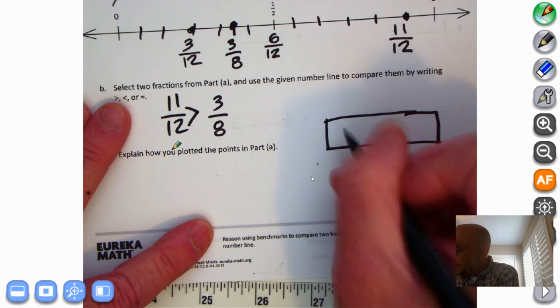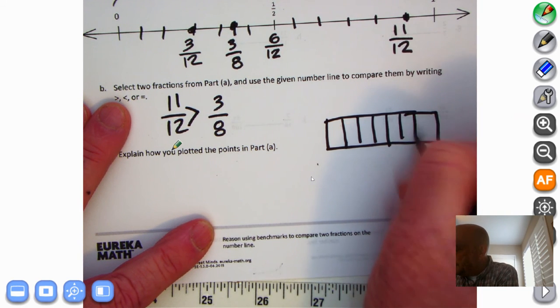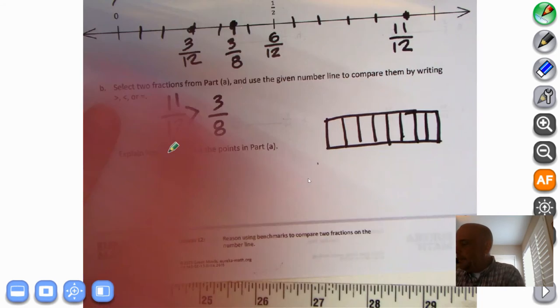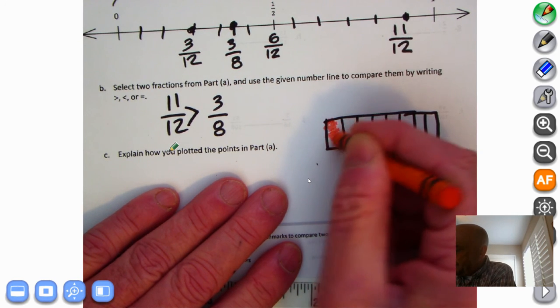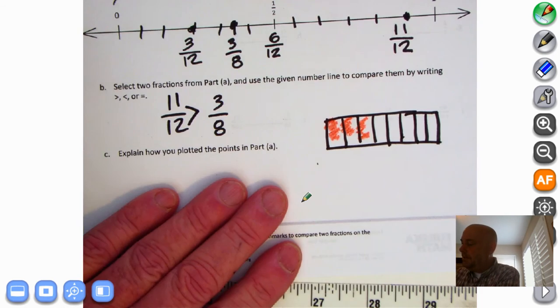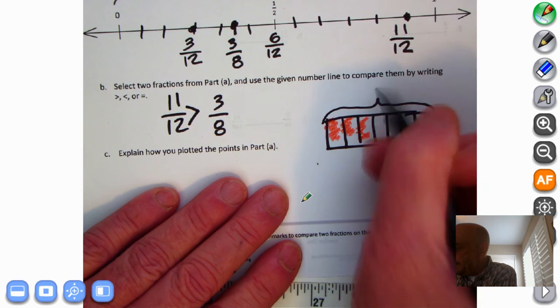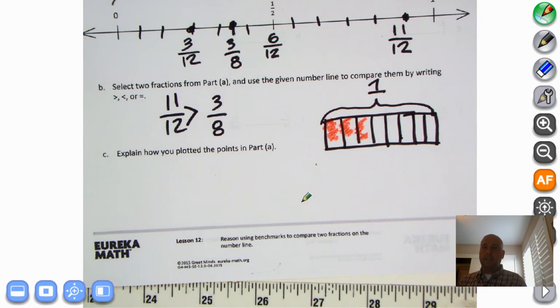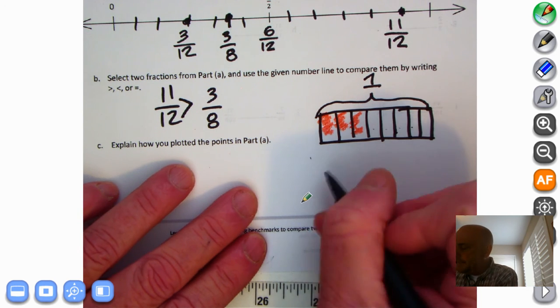So go ahead and copy this down. 1, 2, 3, 4, 5, 6, 7, 8. Okay. And we have 3/8. 1, 2, and 3. Are we close to 1 whole? No, we're not. Not like 11/12. Look, I have 1/8, 2/8, 3/8, 4/8, 5/8 to go to get to 1 whole.